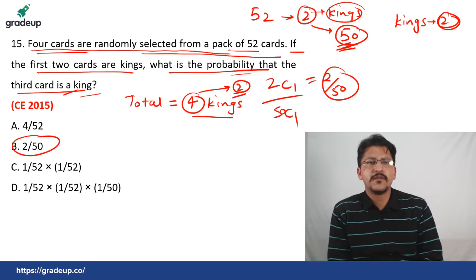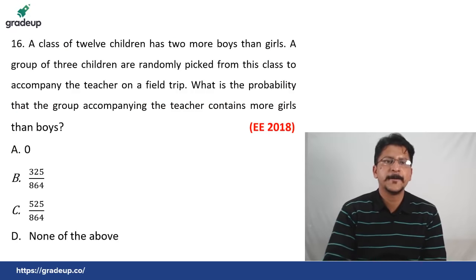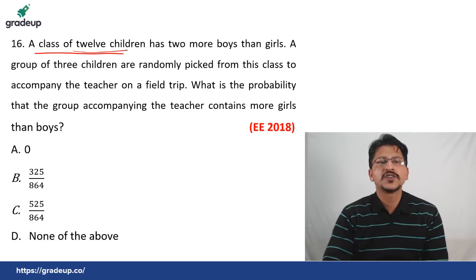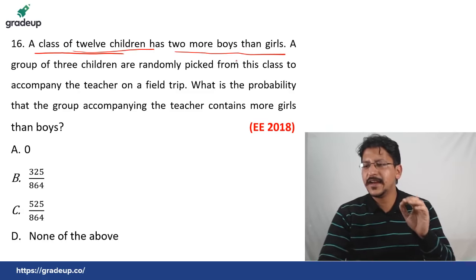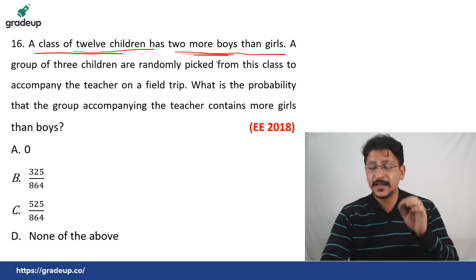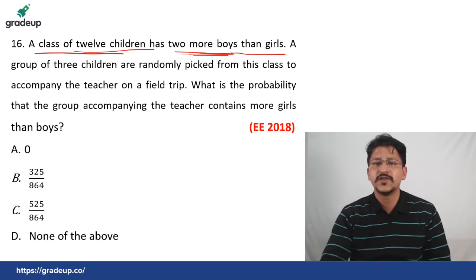This is a very simple problem. No need to waste much time on this. Some more important questions are there. Now see this question. This is a question from probability again. A class of 12 children has two more boys than girls. Please read specifically the statements of these questions. This question is very important.